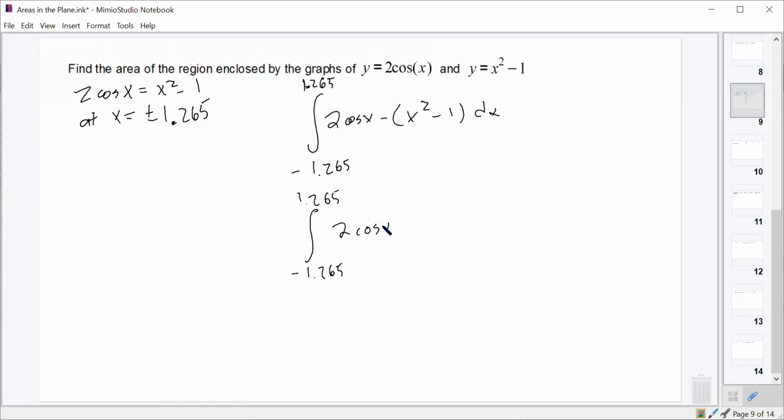And distribute your negative sign through. And obviously this integral is pretty easy to take, right? 2 cosine x minus x squared plus 1 is a pretty easy integral to find. But evaluating it at positive and negative 1.265, you're going to have to use a calculator for. So no reason to even bother to take the integral by hand. You might as well just let your calculator evaluate the whole thing for you.